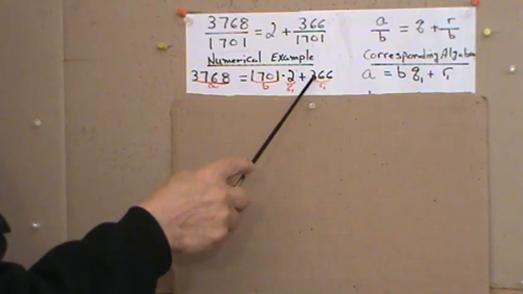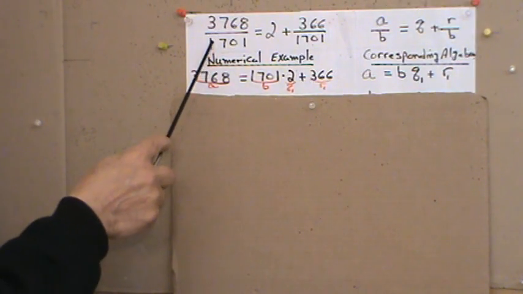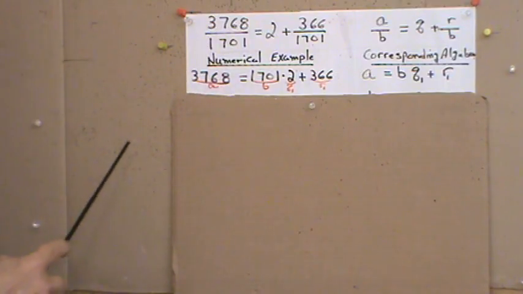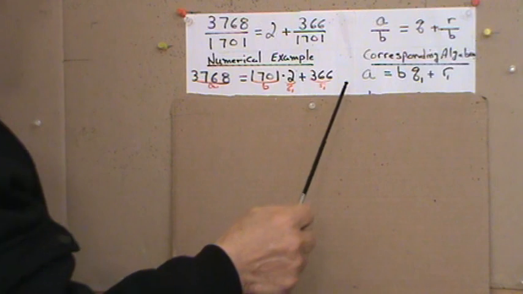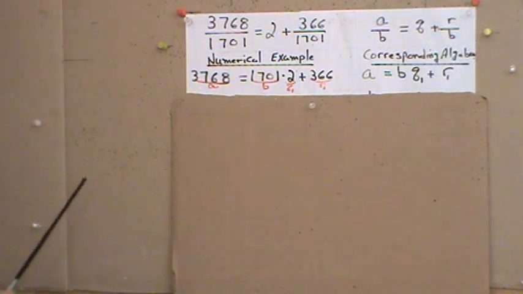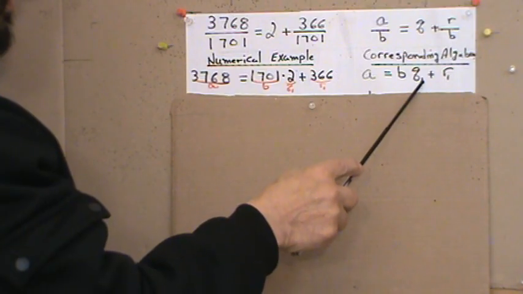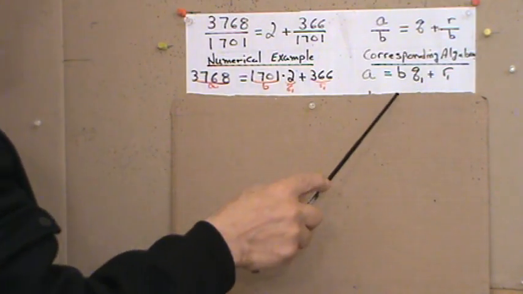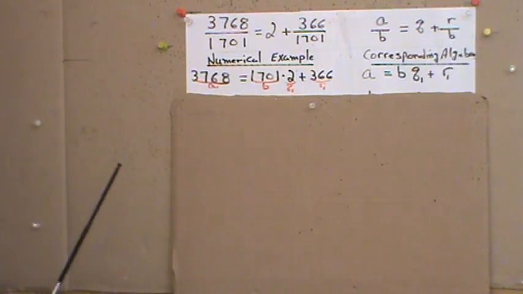When I divide 1701 into 3768, the corresponding algebra of that, as I already mentioned, is this, and I'm working with subscripts. So this is Q1 and R1. I hope it's clear, I use subscripts to distinguish them.